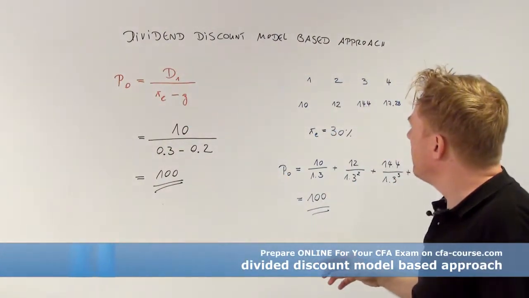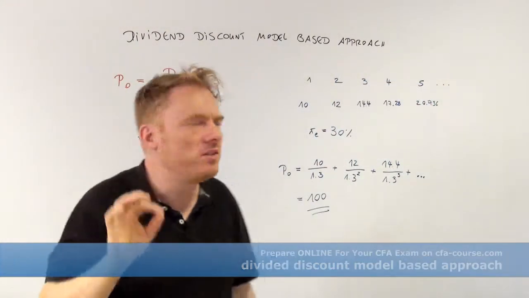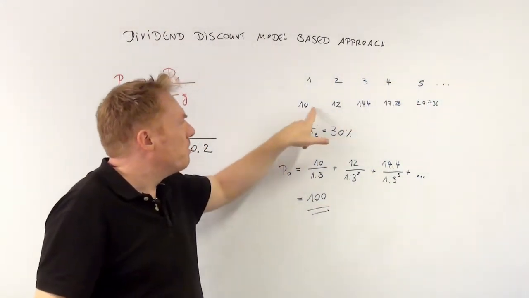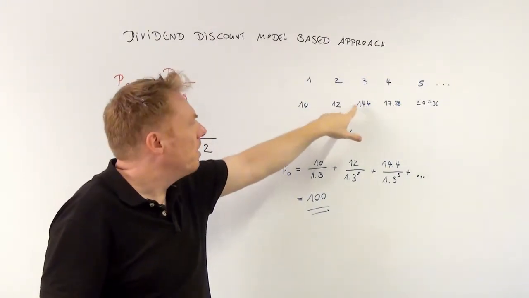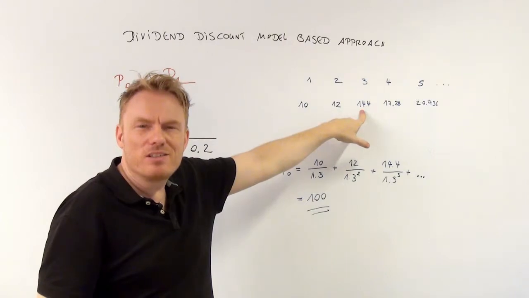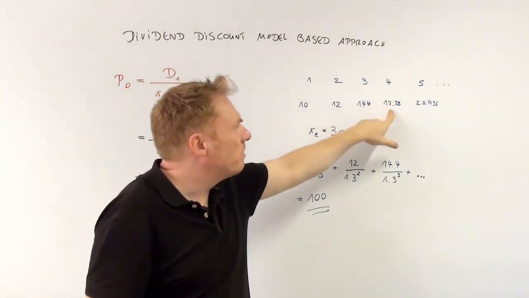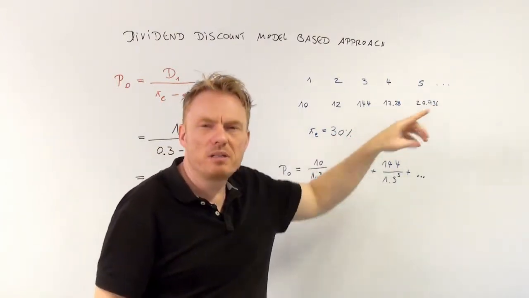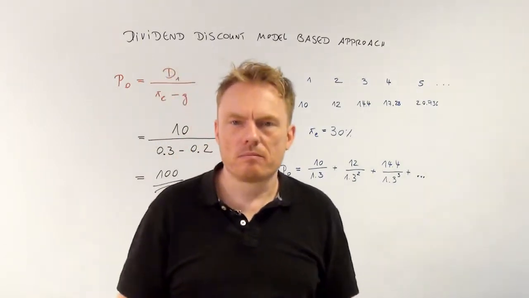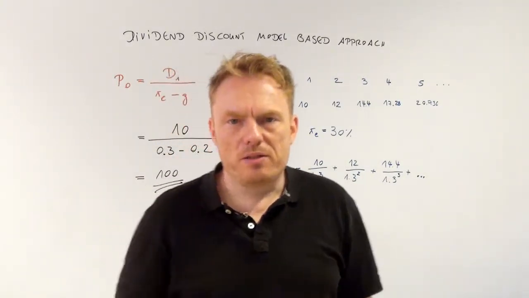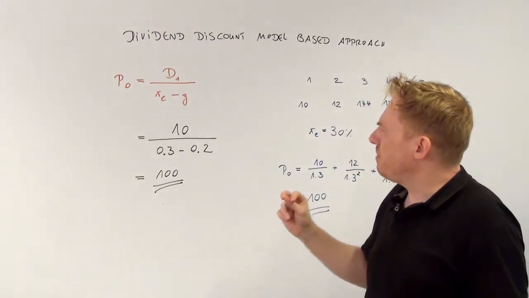The growth rate might be 20%, which means that the dividend will grow from $10 in year 1 to $12 in year 2. And it will grow again to $14.40 in year 3, and so on and so on. You always multiply with 1.2 to get the new dividends. That's the meaning of growth rate, 20% here in this example.